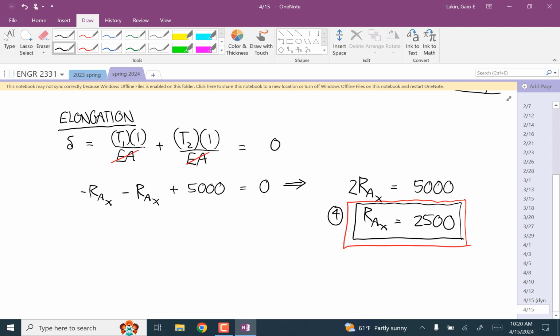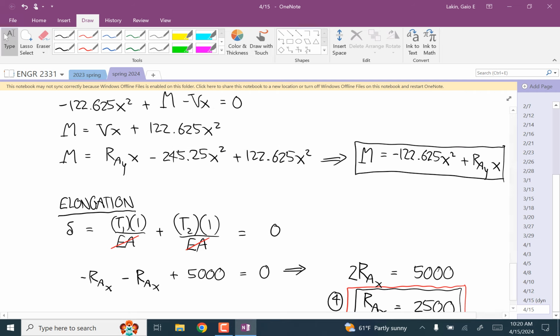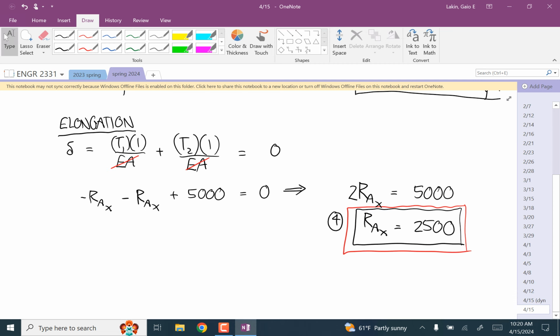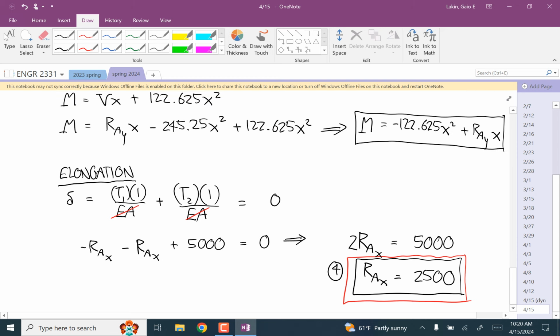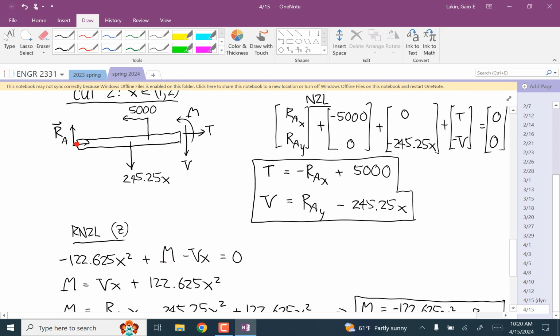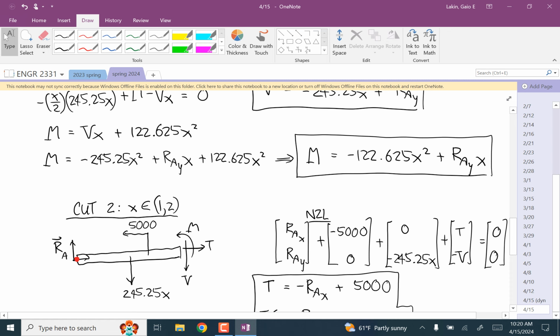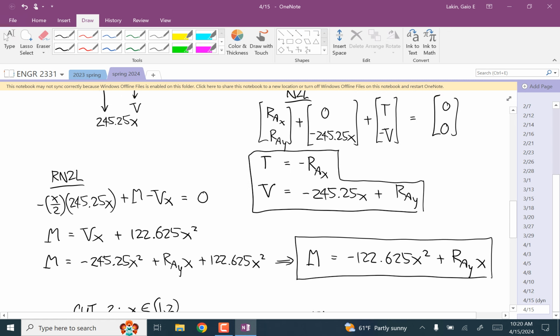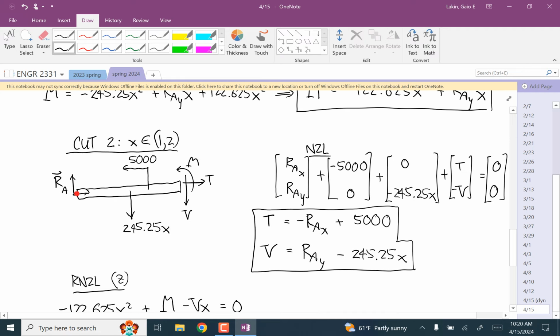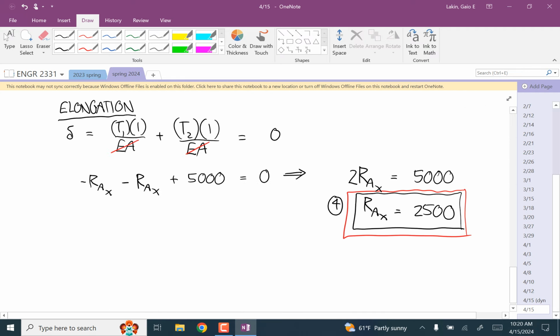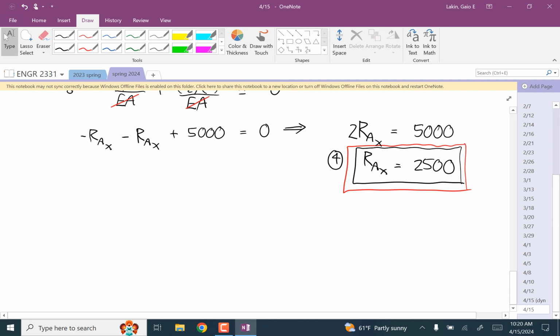And that came from T1 equals negative T2. That came from this elongation equation setting them equal to 0. So from that you get T1. I just plugged in from the internal loads, we learned what T was in terms of variables we already had. So T is negative RAX for the first half, and it's this for the second half. Okay. Any other questions?